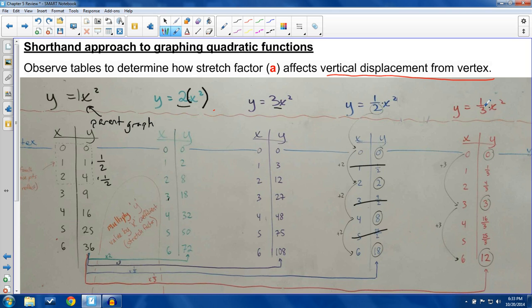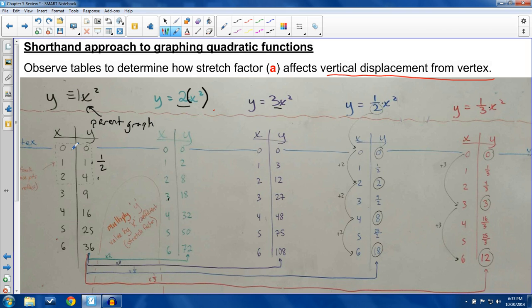Same with 1/3. I plug in 1/3. Instead of going over 1 and over 2, I'm going to go over 3 first. And then I'm going to go up 1/3 of 9. Remember, this is 9 times 1/3. Instead of going over 4 and over 5, I'll go over 6, and I'll go up 1/3 of 36, which is 12. Okay, so those are some points you can plot. And the other points you can plot, remember, I want you to keep this in mind.